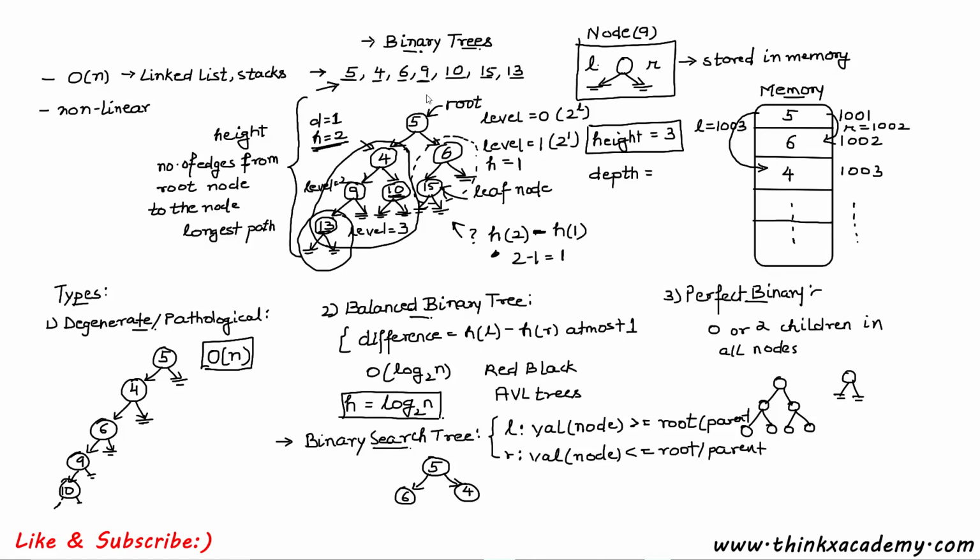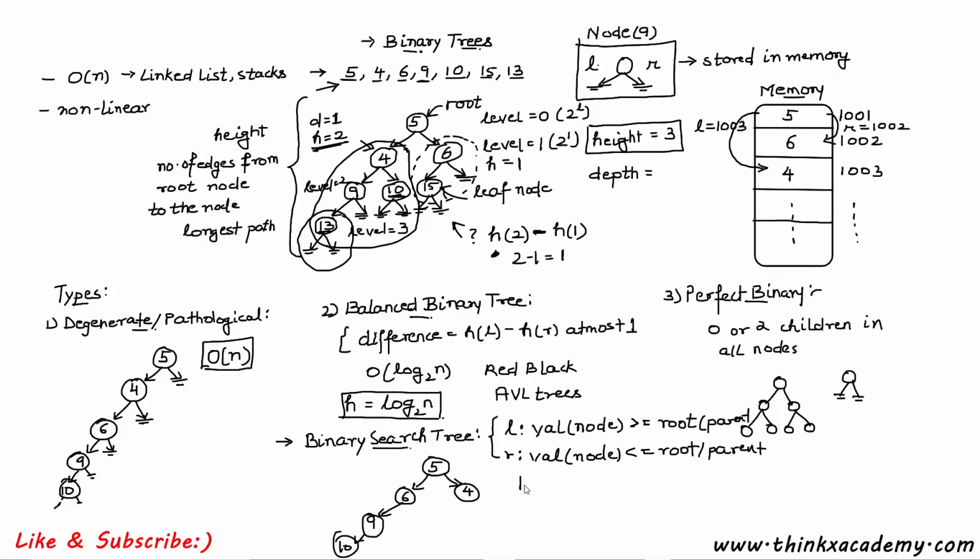Then let's consider the next element, which is 9. 9 is greater than 5 and is also greater than 6. So if it is greater than 6, we know that it is going to come to the left part of the tree. Then we have 10. Now 10 is greater than 9. So again it is going to come to the left part of this tree. Now 15 is also going to the left part. So that's how we are going to insert the elements in the binary search tree.